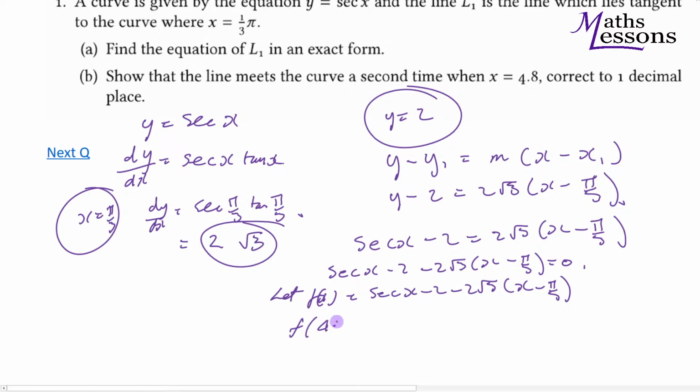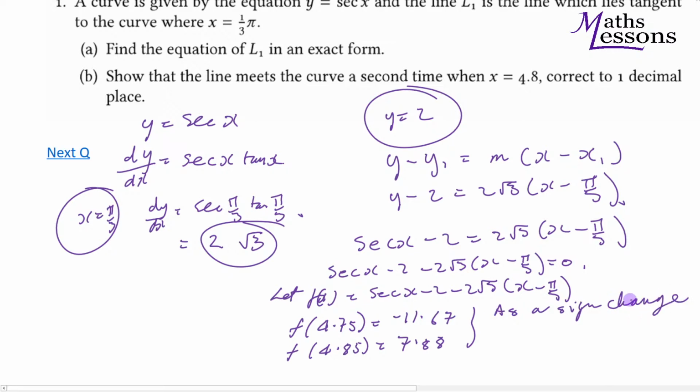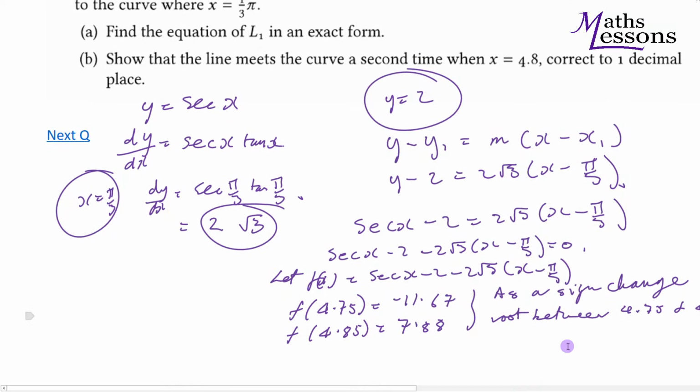I'm not going to show you how to put it into your calculator. Put that into the calculator, and you get minus 11.67, I do believe. And if you do f of 4.85, put that into your calculator, you get 7.88. So as we have a sign change, there's a root between 4.75 and 4.85. And it's a continuous function, so therefore we have a solution.